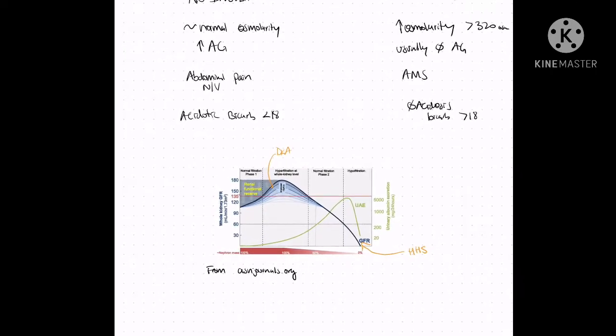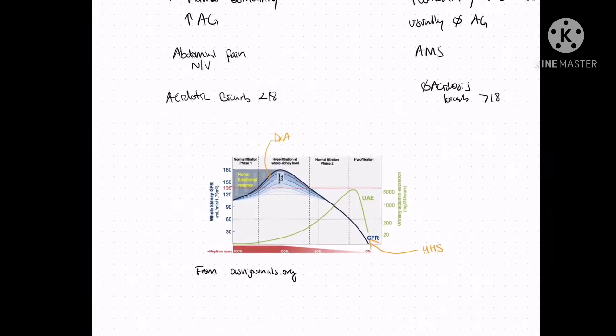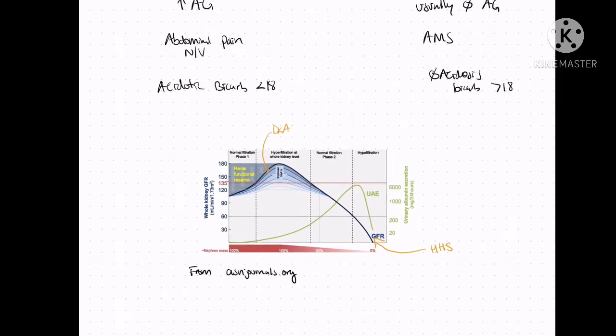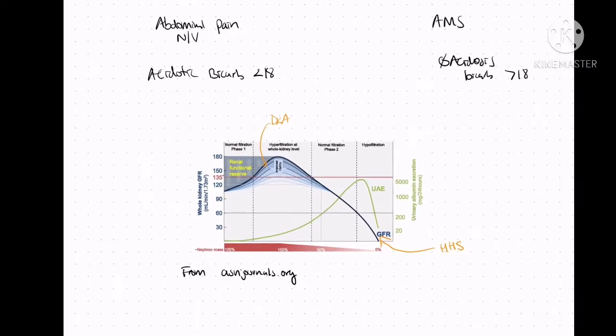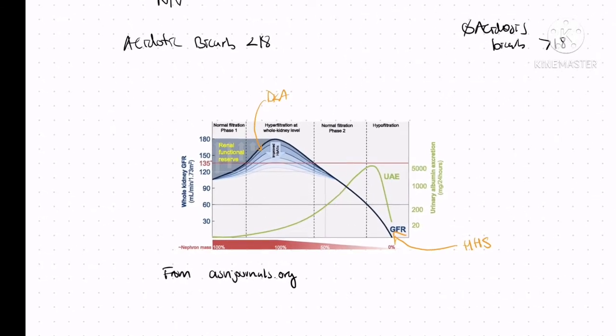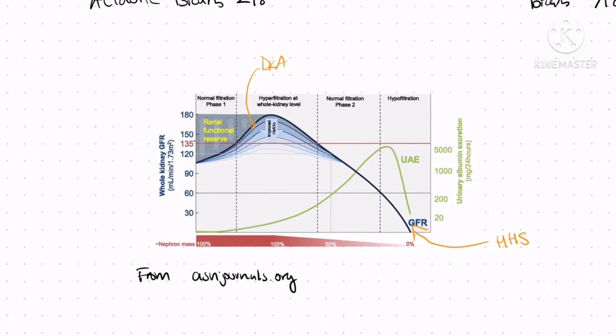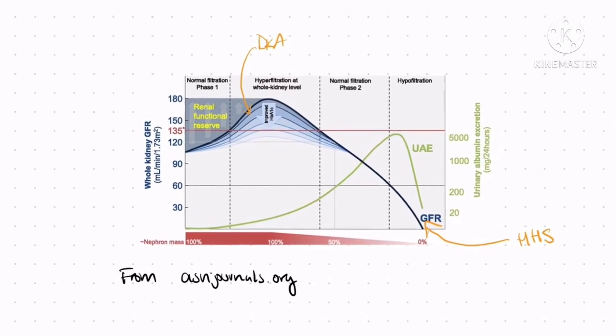On the other hand, the HHS patients are usually at the end of the disease. They're like really bad diabetics who have insulin resistance, and they're usually older. So these patients have a significant decrease in GFR, and therefore they're not able to get rid of glucose in their urine, as well as the younger patients with DKA.